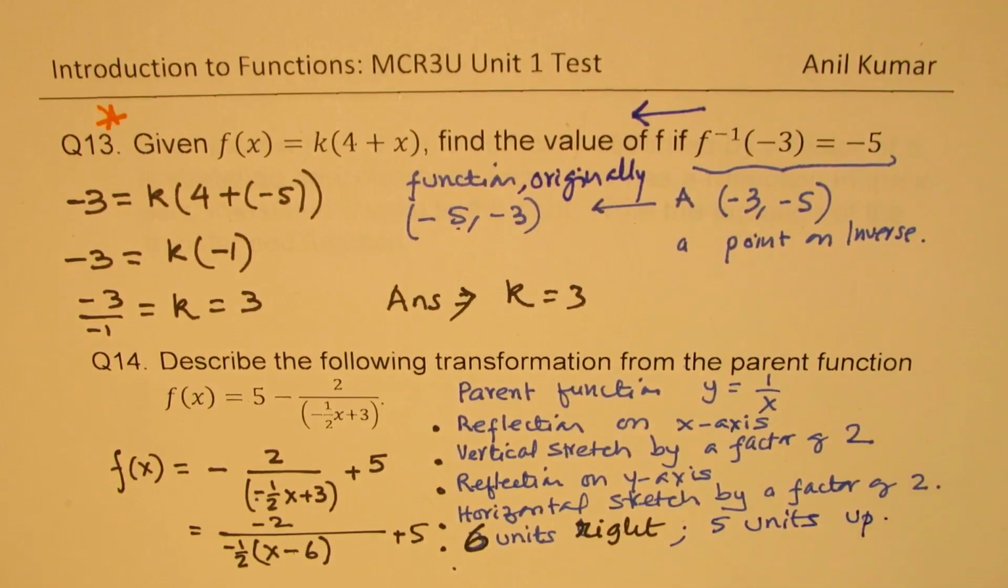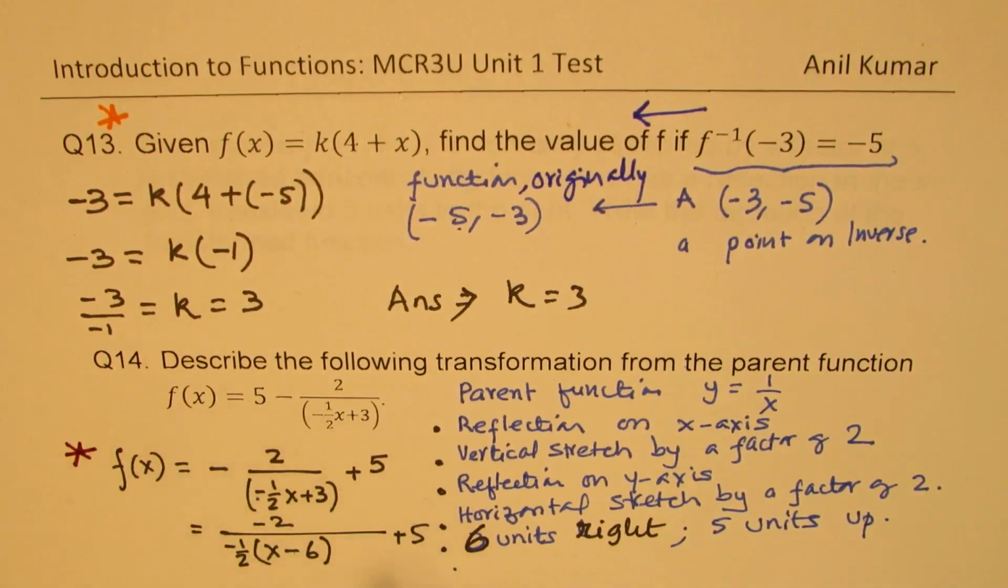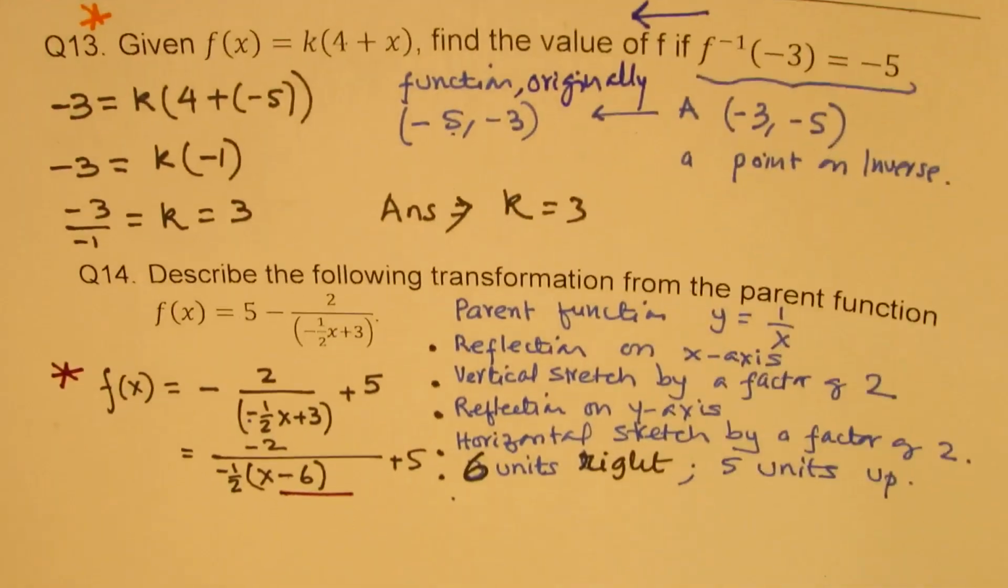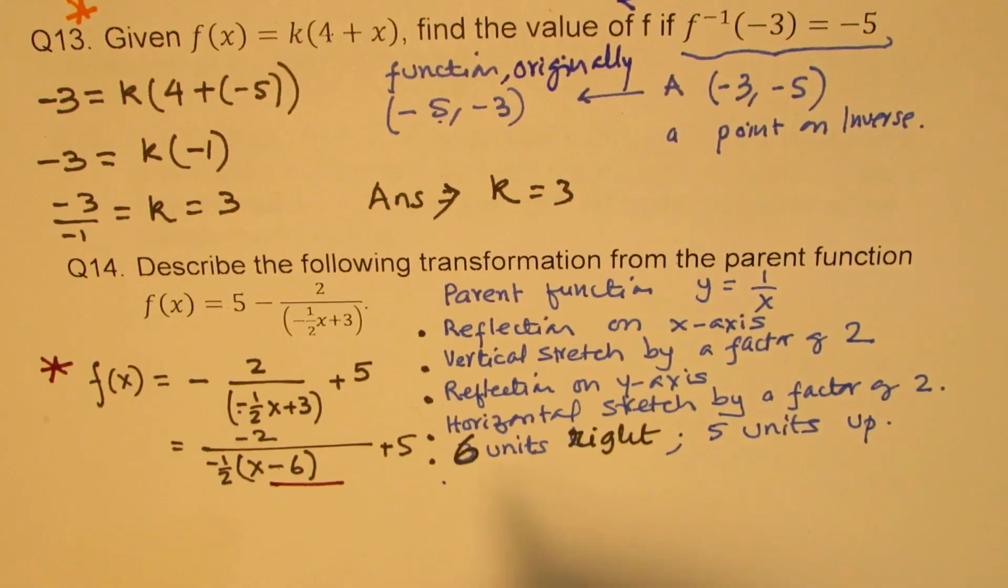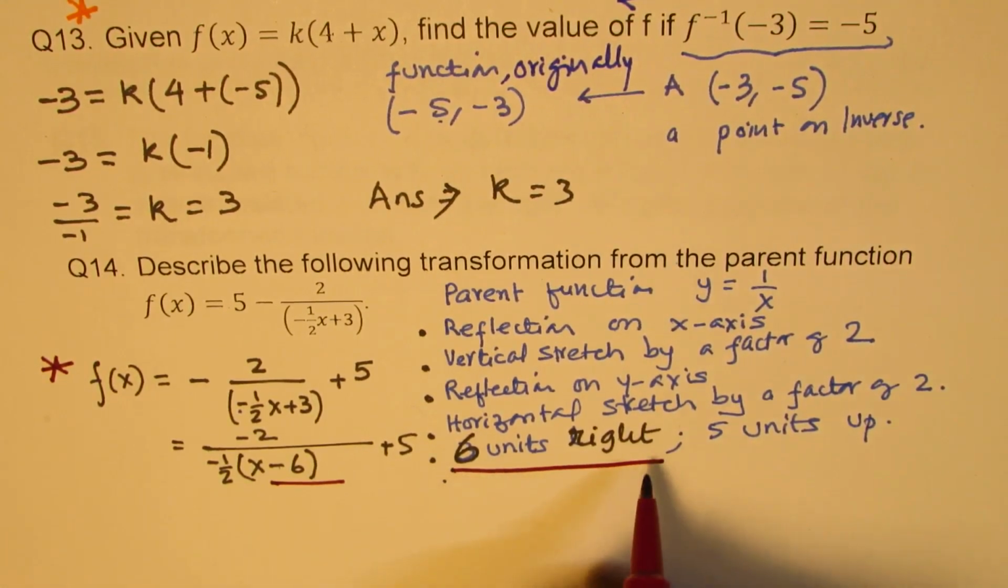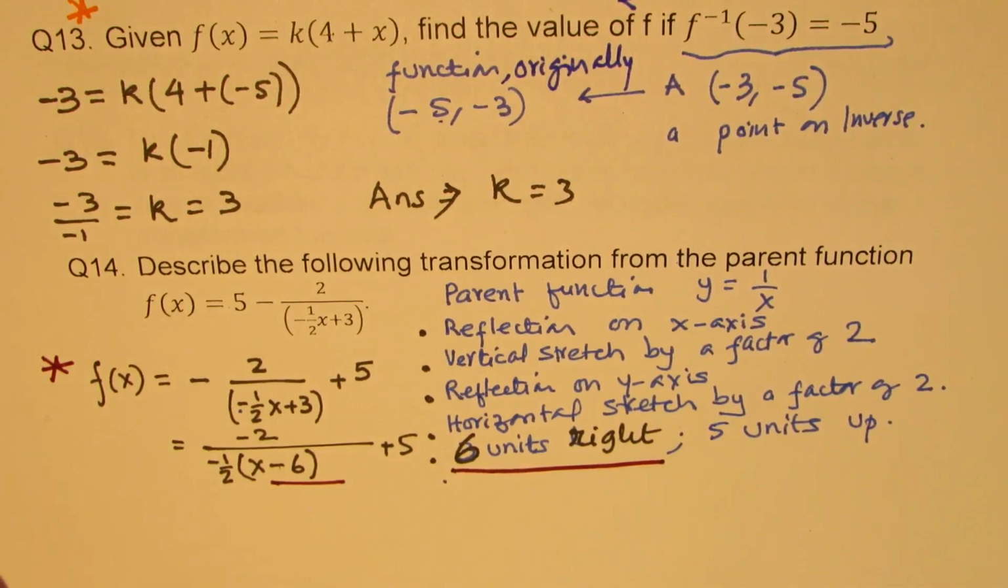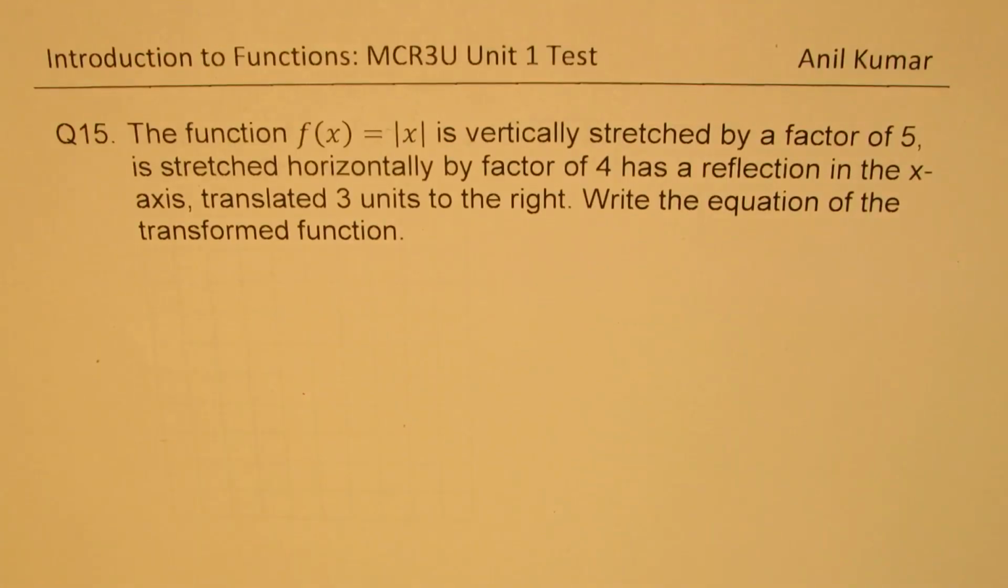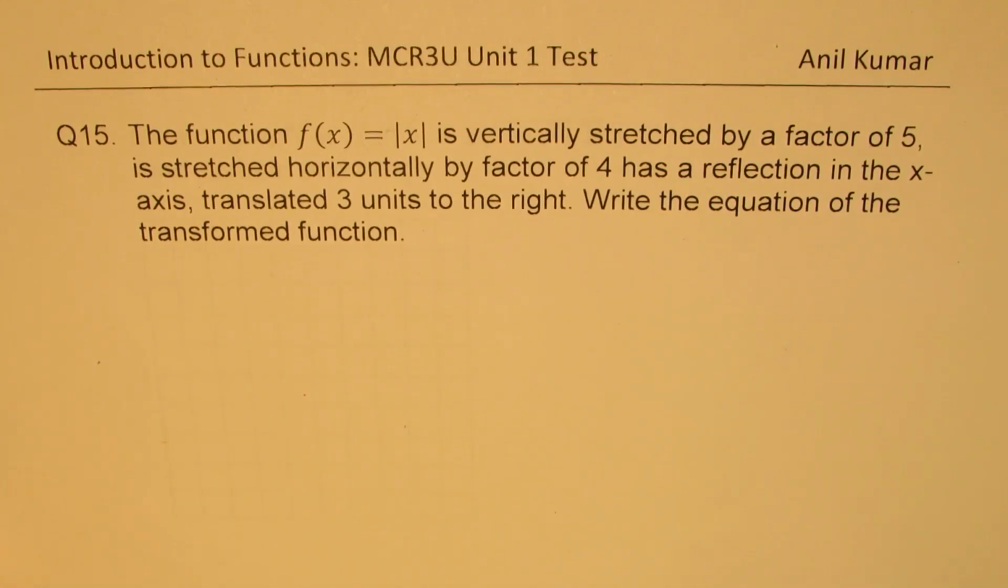Is that clear to you? So let me mark this. This is very, very important. And many times we have seen students making this mistake. Correct? So that is important. So note, it is 6 units right and 5 units up. Perfect. Let's take another example based on transformations.